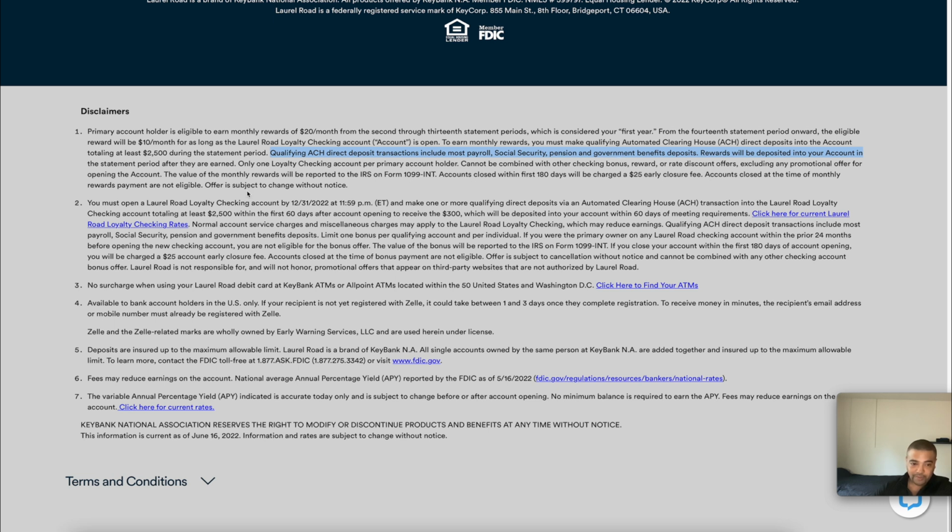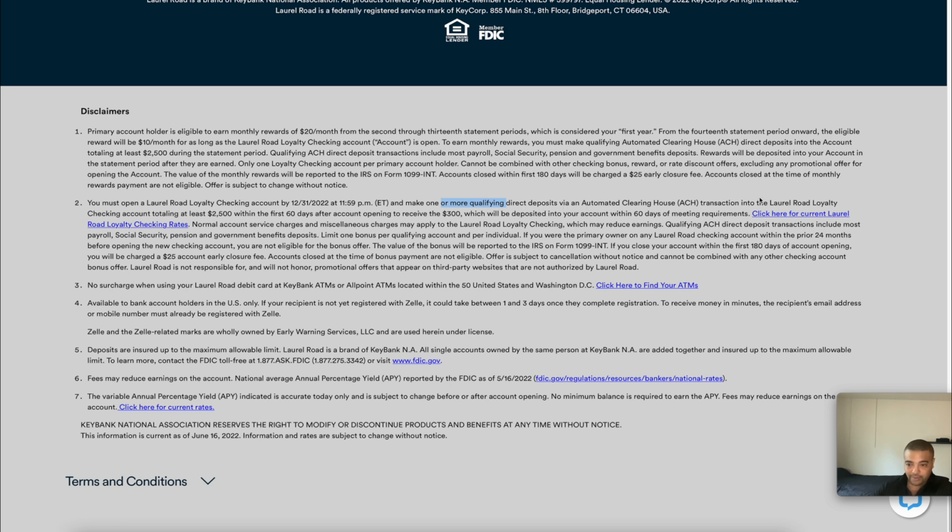Now, in addition to that, we also need to know about that $300 offer. I don't see anything about the $300 offer here. So if we drop down to this section, because remember the number 2 corresponded to that. You must open a Laurel Road loyalty checking account by the end of the year. This tells you when it ends, which is information that we needed on our slide as well. And of course, you must make 1 or more qualifying direct deposits via ACH directly to that account. The 1 or more is important because more often than not they do allow you to stack, as long as the aggregated direct deposits within that qualifying time period is enough, then you're good. It doesn't have to be 1 transaction.